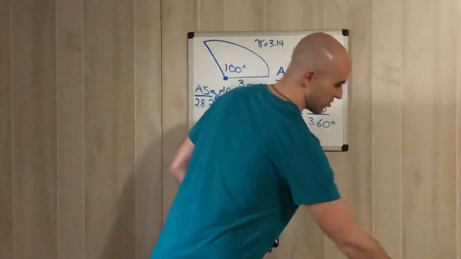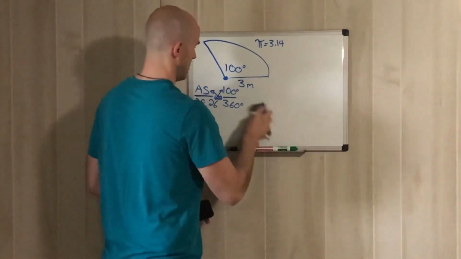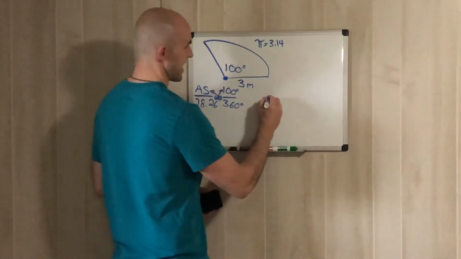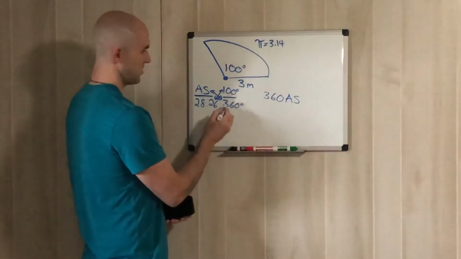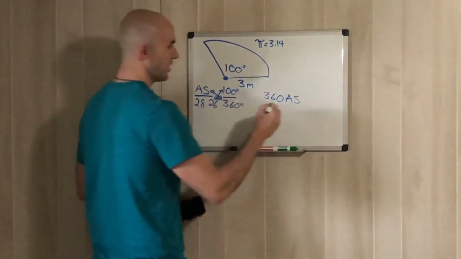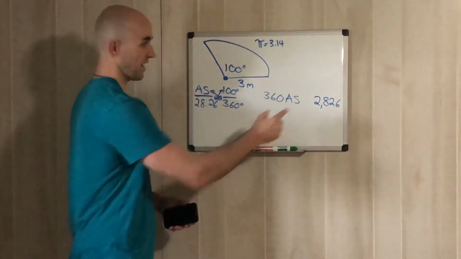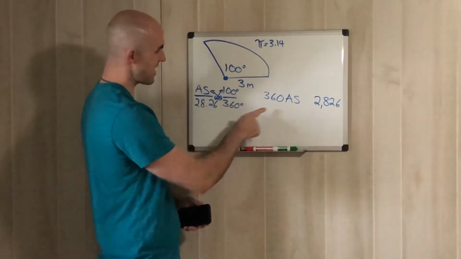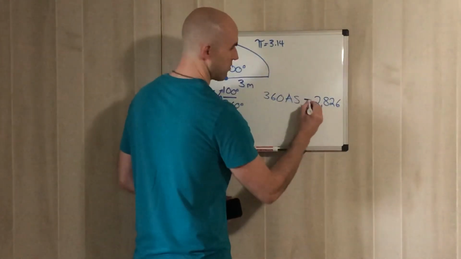And again, let me get rid of this over here to not confuse you guys so much. So once we're here, we know that 360 times AS is gonna give us 360 AS. Next, we're gonna do 28.26 times 100, which is gonna give us 2,826. Okay, this literally just came from multiplying the 28.26 times the 100. 360 AS came from multiplying 360 times AS. And since it's a proportion, you have an equal sign.